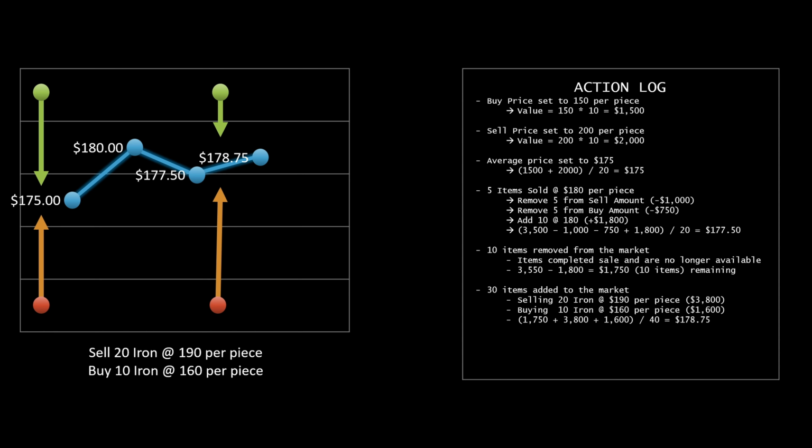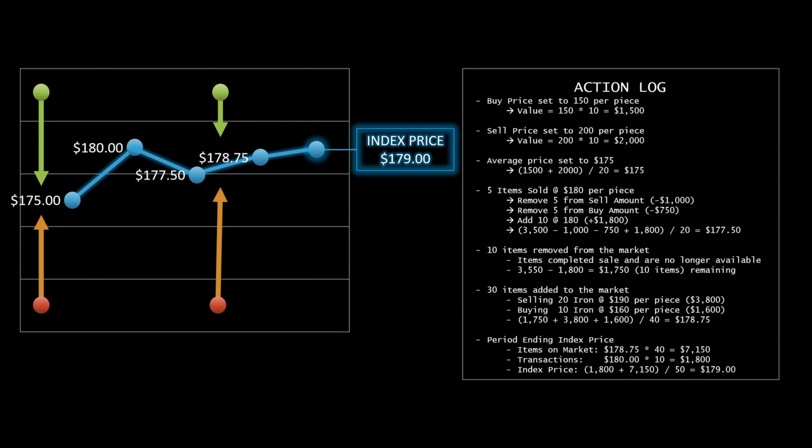Now let's say that the new buyers and sellers couldn't make an agreement, but we want to post the prices, so we're going to go ahead and close out this period. Now we have to aggregate the two transaction types to figure out where the true price point for iron ended up during this period. In this period, there were 7,150 doubloons in items on the market, and there were completed transactions worth 1,800 doubloons. That means the index price, the one which would appear on the price guide, is 179 doubloons.